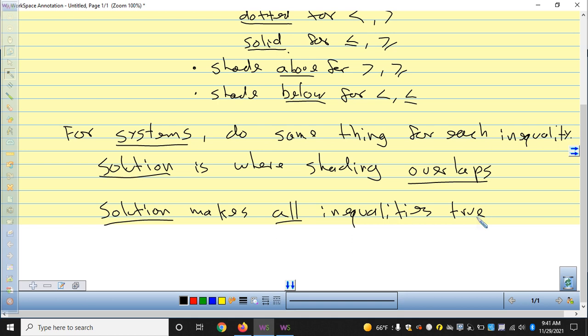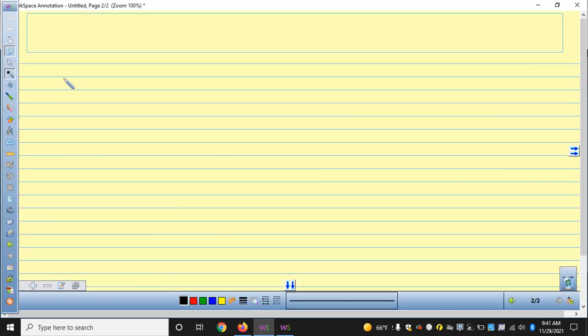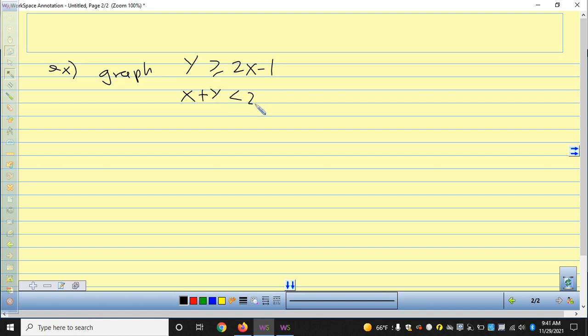All right, so I just want to go through a couple of graphs. So that's what our graph paper is for. So for our first one, we want to find the solution by graphing. Graph y is greater than or equal to 2x minus 1, and x plus y is less than 2.